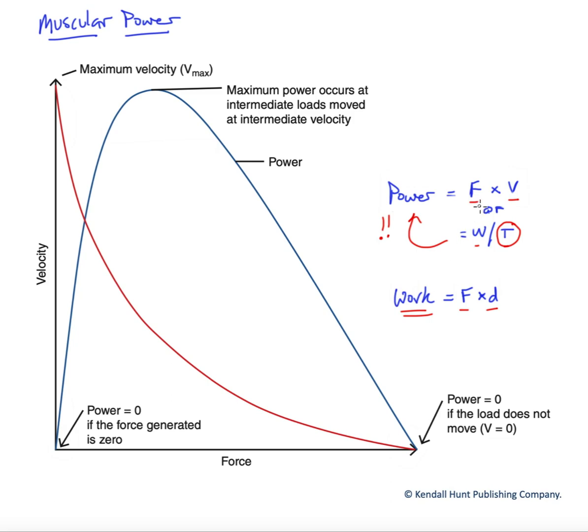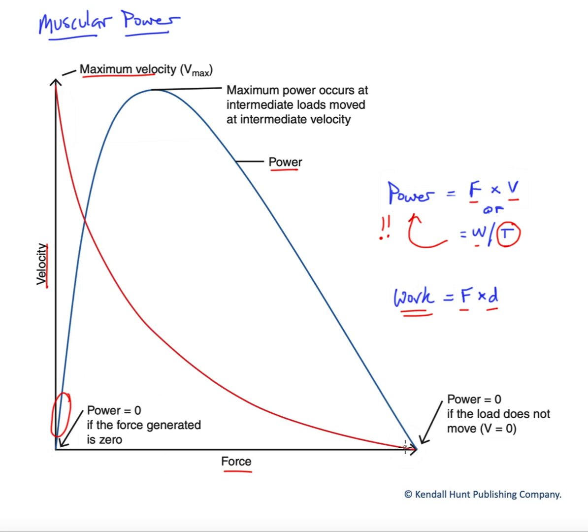But let's come back to our graph here and look at our velocity on the y-axis and force on our x-axis. Again, one times the other is going to equal power. Let's trace in blue here. What we find is that when force is very low or near zero, we can move it at very high velocity, right? If the load is very small, we can move it very quickly. But of course, power is going to be very low because we're multiplying by a very small force.